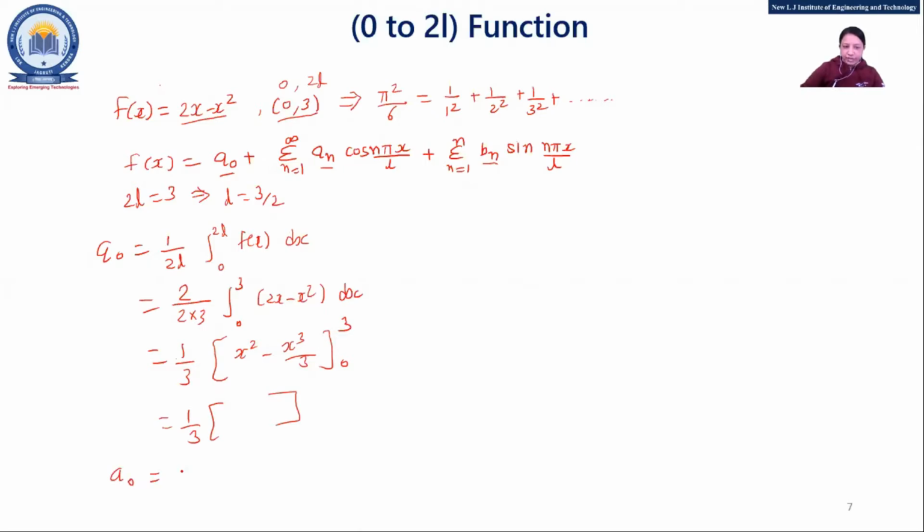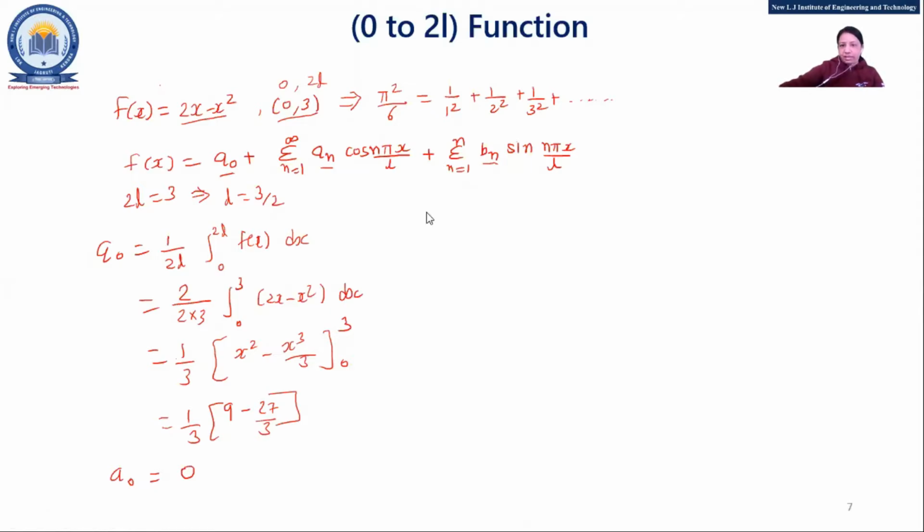Answer of A0 is 0 because if you are going to calculate this, that means 9 minus 0. Here no need to put 0, only upper limit is enough, right? So 9 minus 27 by 3, right? If you solve it, it becomes 0. Fine. A0 is 0.